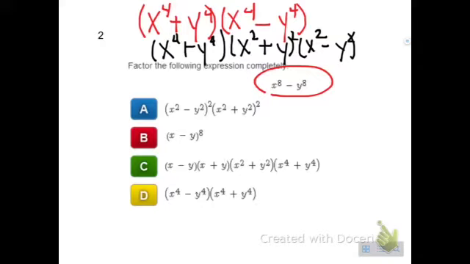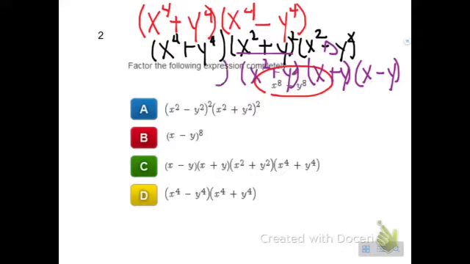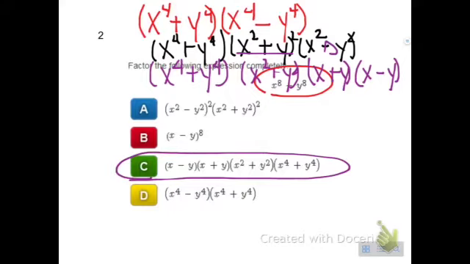So if I want to factor this one, I'm going to again bring down 2 sets of parentheses. X times x is x squared, and y times y is y squared. Again, to get the negative, one has to be positive and one has to be negative. So bring down this factor, x squared plus y squared, and bring down your first factor, x to the 4th plus y to the 4th. So that's going to give me again answer choice C.